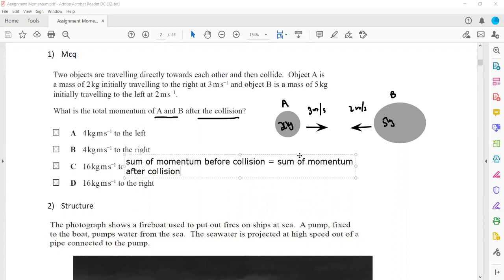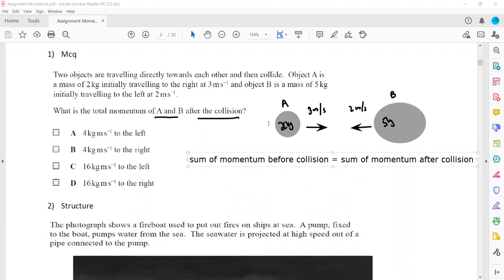So how can we work this out? If one of the directions, like right hand side, I consider as positive, the left hand side will be negative. So it will be 2 multiplied by 3, that is 6, plus 5 multiplied by minus 2, so it will be minus 10. And this is the momentum. We are finding total momentum after collision. So this x we are finding. So it will be 6 minus 10. So x is equal to minus 4.